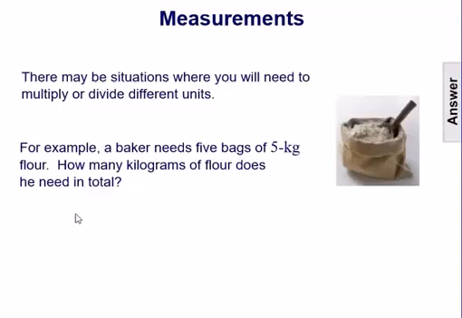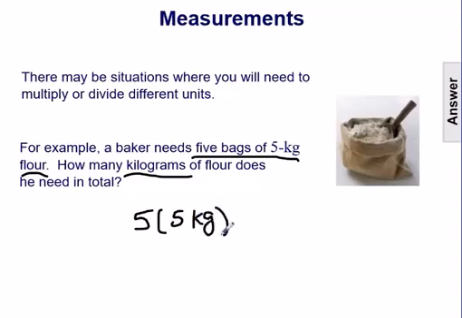For example, a baker needs 5 bags of 5 kilogram flour. How many kilograms of flour does he need in total? Here, we're multiplying 5 times 5 kilograms. So that would be 5 times 5 is 25 kilograms. In this case, we're not converting between units. We're just multiplying by a factor of 5. So that would be okay.